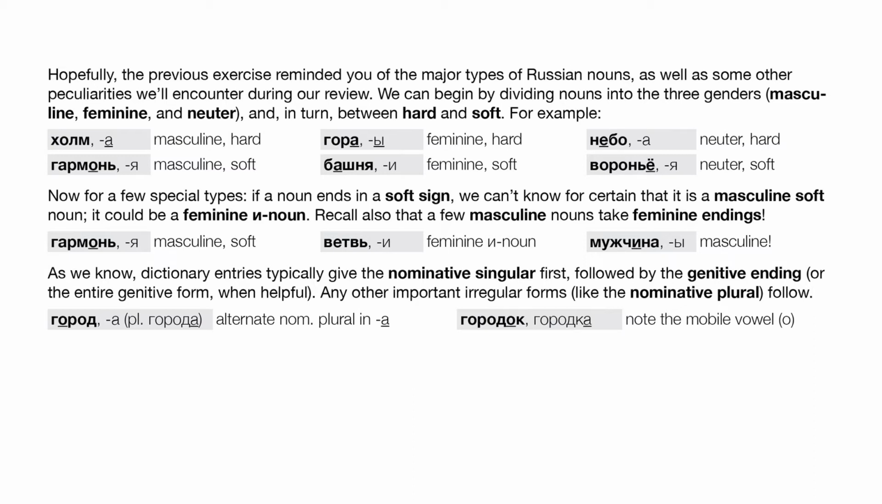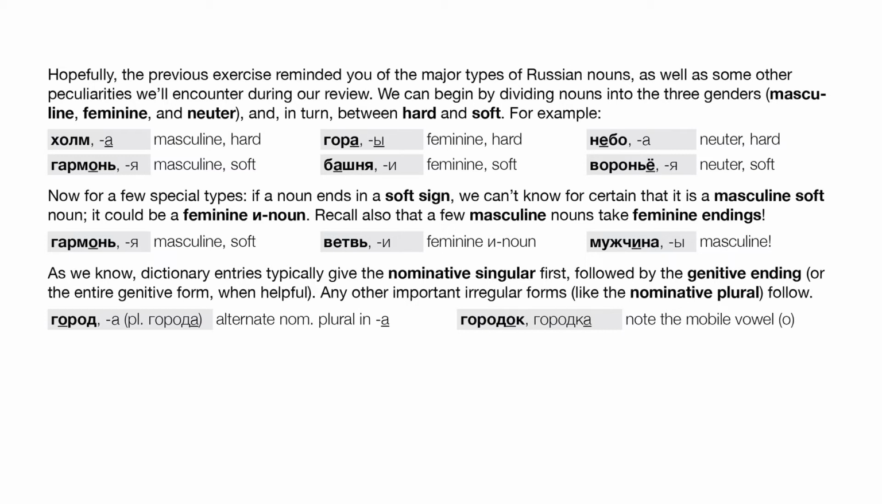If we look up vetv, we see that the genitive ending is i. That's therefore a feminine E noun, right? All E nouns are feminine. And finally, watch out for the nouns like muzhchina that take feminine endings but are actually masculine. And you can have hard nouns like that, like muzhchina, also soft ones like dyadya, right? Meaning uncle. It takes ya, so that's taking soft feminine endings.